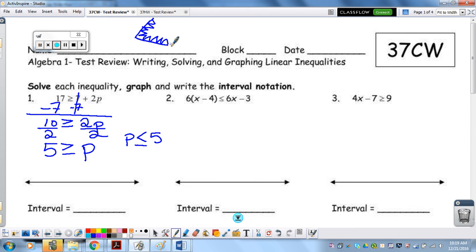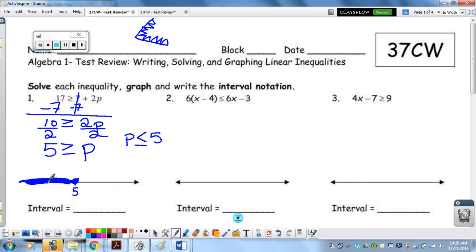Now what we're going to do is graph it. I have 5 on the number line. If you need to put in 0 or whatever else you need, that is fine. Actually wait, there is a line underneath it. Since there is a line, that means you must have a closed circle. Now it says p is less than 5. So where do you shade? Left. All these values are smaller than 5.